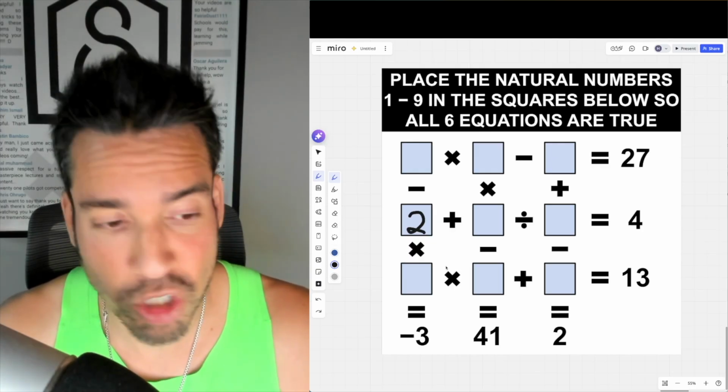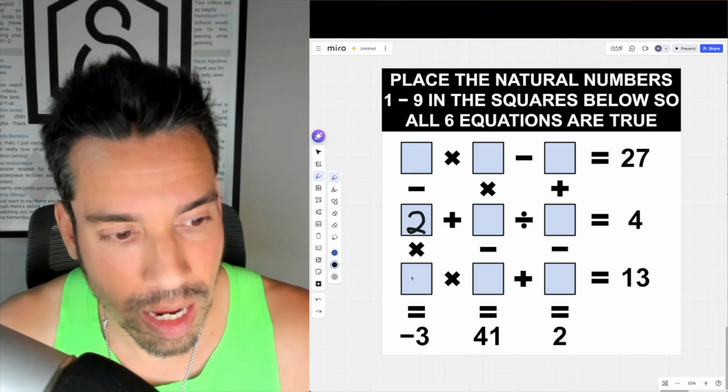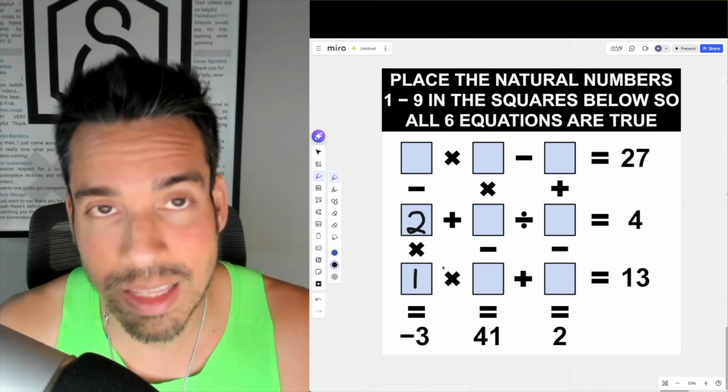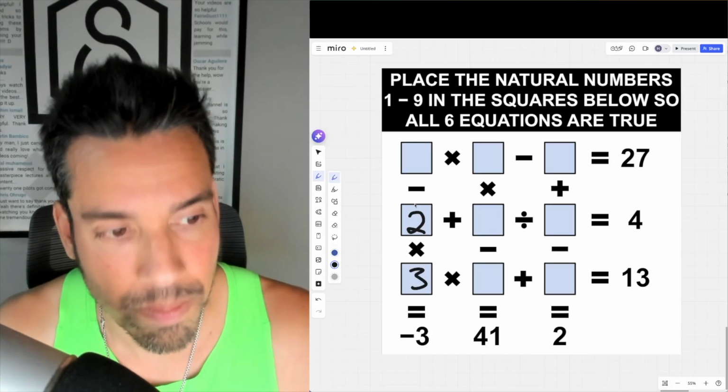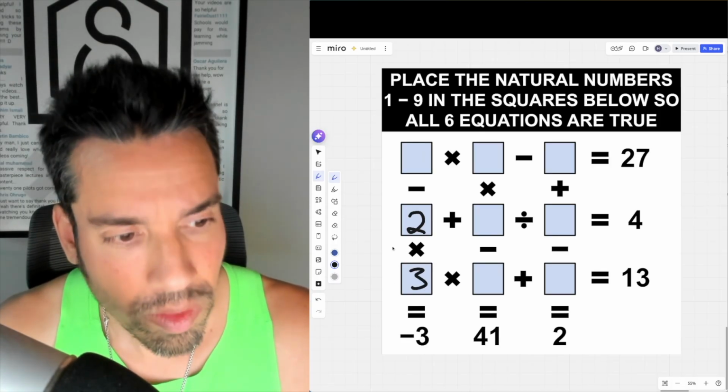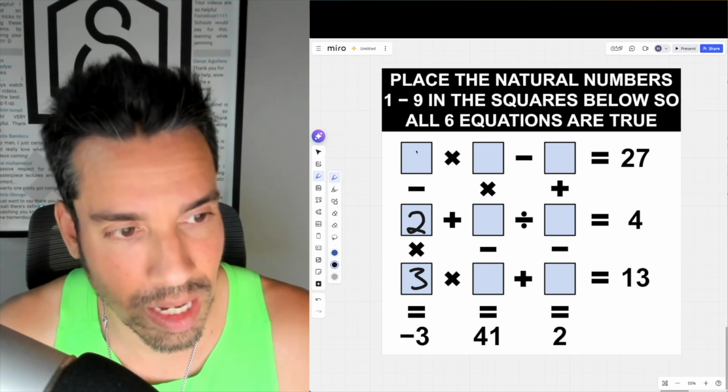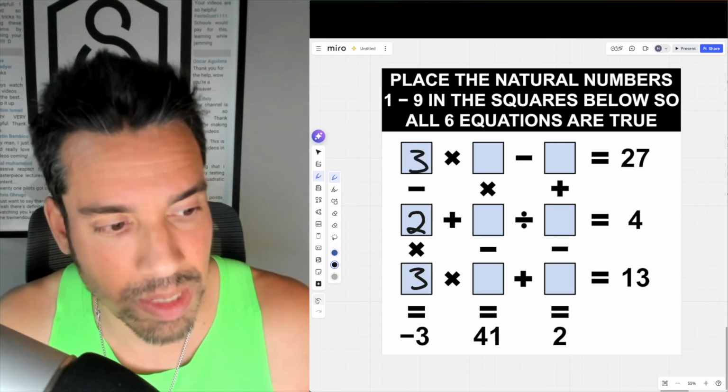We don't have a lot of options, right? Let's say I put a 1 here. Well, there's not going to be anything to subtract from 2 to get -3. What about if I place a 3 here? Well, then I got 6. And what minus 6 is going to be -3? That would be 3. Can't do it because I'm going to have two 3s.